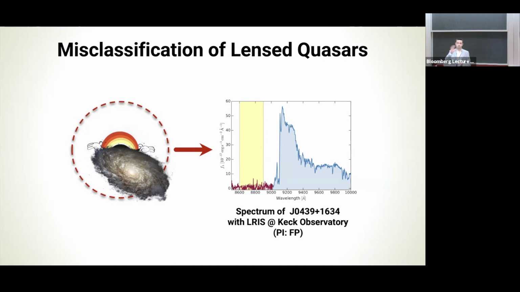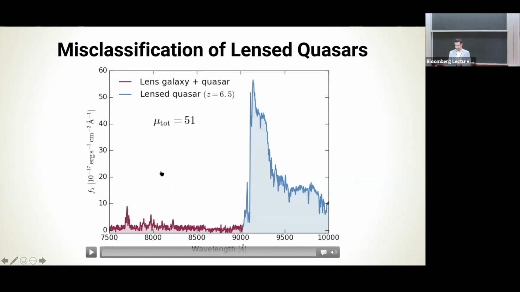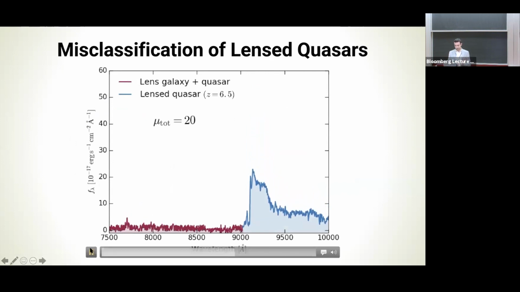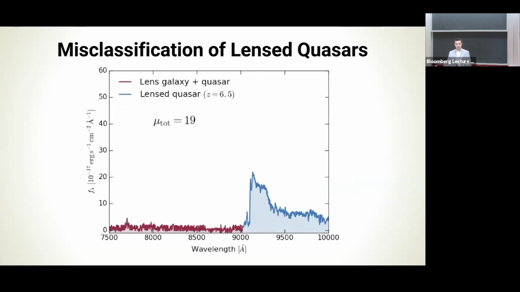So maybe you are just observing this quasar in a photometric survey, and you see that there is not a very large dropout, and you say, okay, this is not a quasar at redshift higher than 6. Actually, we did some simulations. This is still the actual spectrum. If we reduce the magnification factor from 51 to about 20, you would see that the current selection criterion for quasars would not select this source as a quasar.